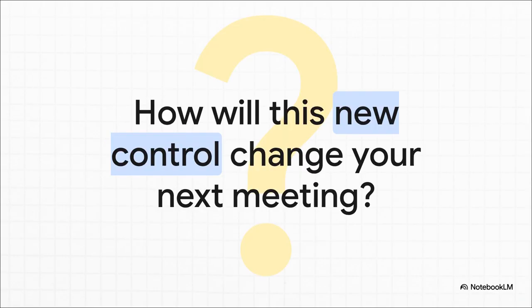So I'm going to leave you with this question to chew on. Now that you know this, how will you change your next meeting? Are you going to start locking down the notes for your one-on-ones? Or maybe you'll start sharing summaries more freely after your team syncs. It really does change how you can share information.